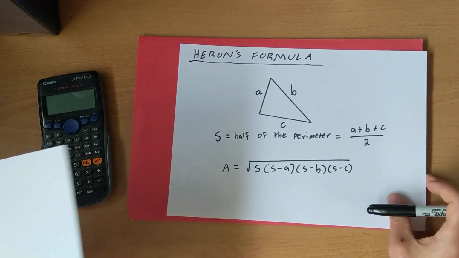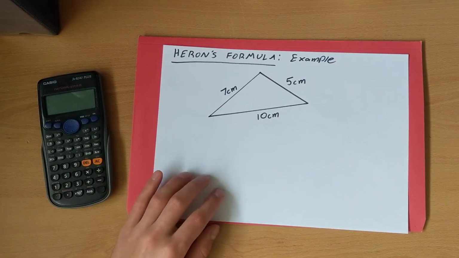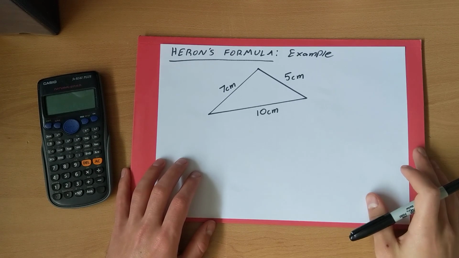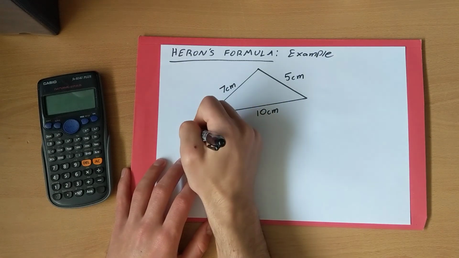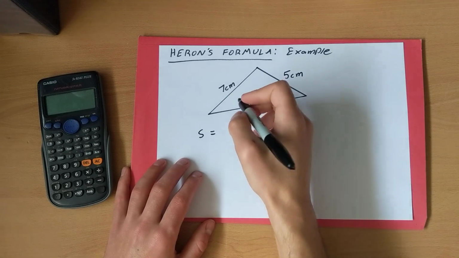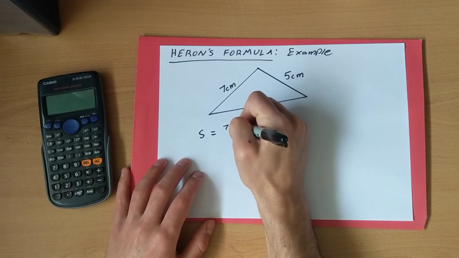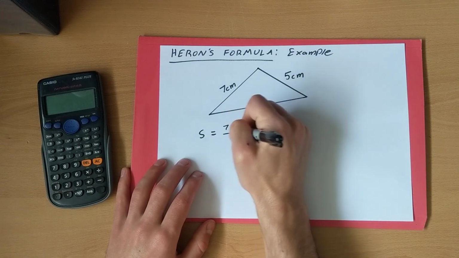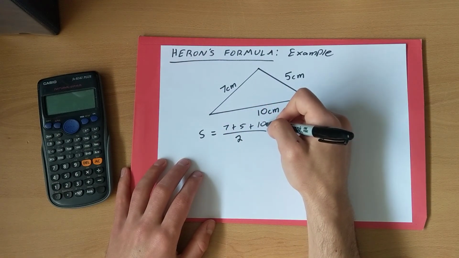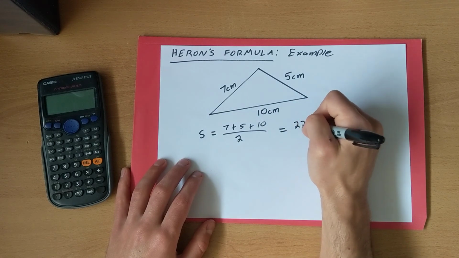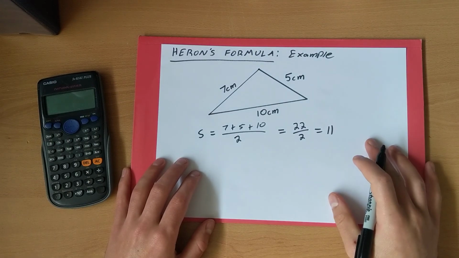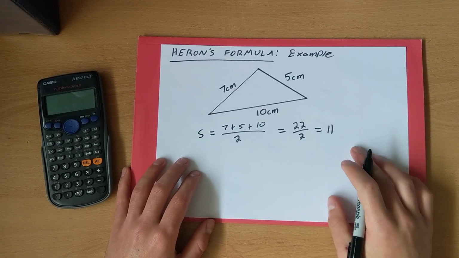Let's do a quick example of it. So here's a triangle. It's got side lengths of 7 centimeters, 5 centimeters, and 10 centimeters. So if I want to calculate the area of this, the first thing I have to do is work out what the semi-perimeter S is. So it's going to be (7 + 5 + 10) divided by 2. 7 plus 5 is 12. 12 plus 10 is 22. So that's 22 divided by 2, which is 11. So half the perimeter, the semi-perimeter, is 11 centimeters.